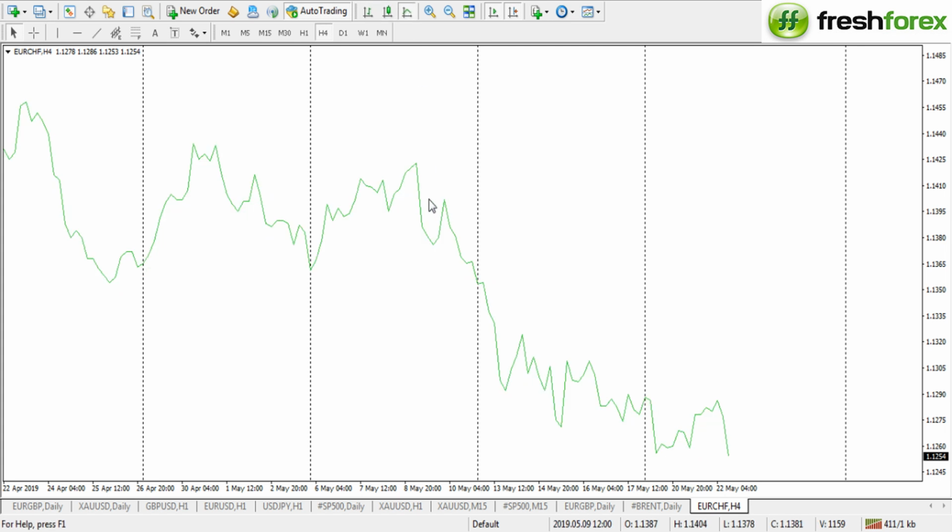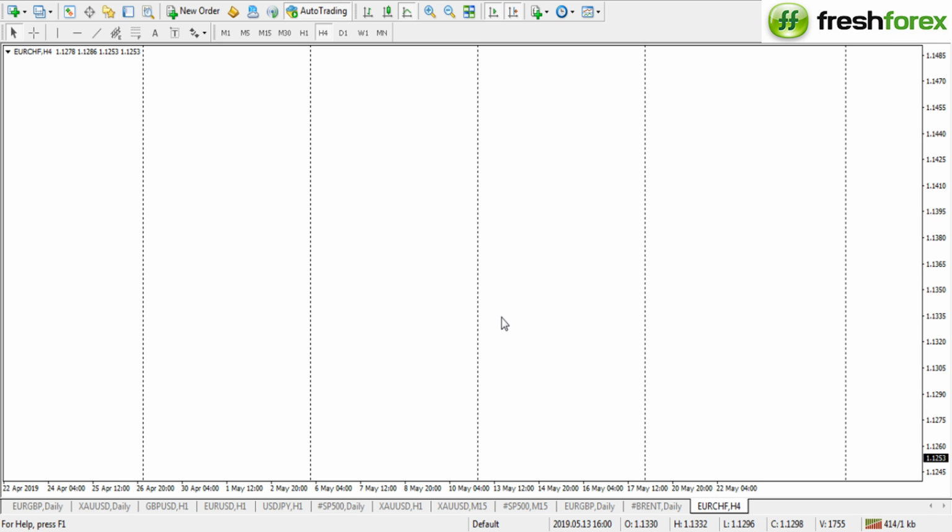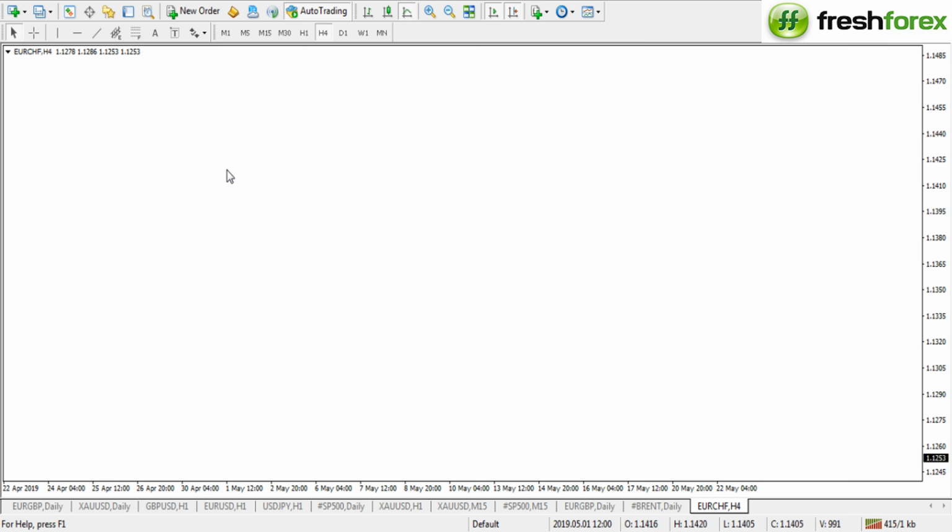So we'll first of all get rid of lines, then remove period separators. A breakout is actually when price breaks above a level and then sustains that breakout. When price goes beyond a particular level or below a particular level and then sustains that break, that's called a breakout. But anytime price breaks above a level and then fails to sustain that breakout, that's called a false breakout. It means we are likely to go in the opposite direction to where price actually broke.